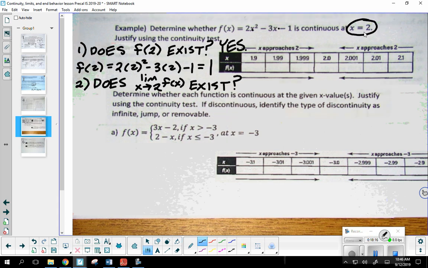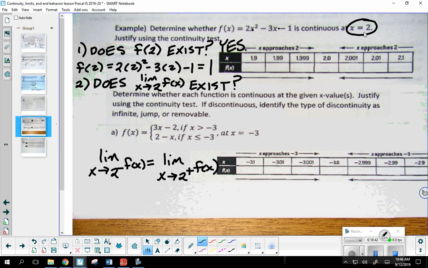Okay. That's what you do in step number 2. But now, if I'm approaching 2, remember this limit only exists if the limit as x approaches 2 from the left equals the limit as x approaches 2 from the right. Only if I approach the same value from both sides will that limit exist.